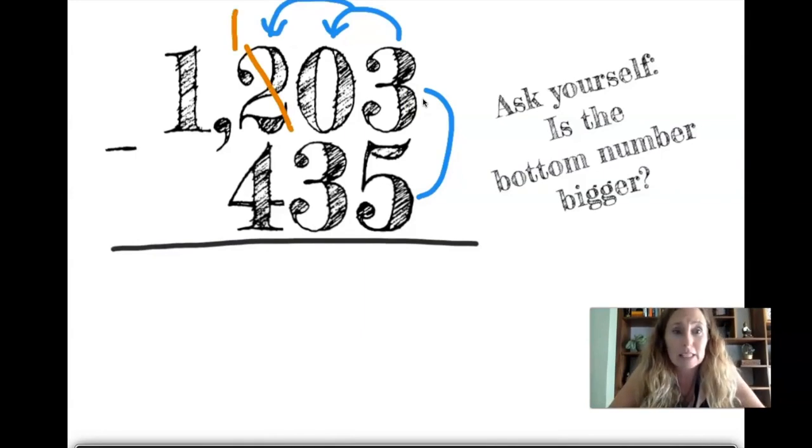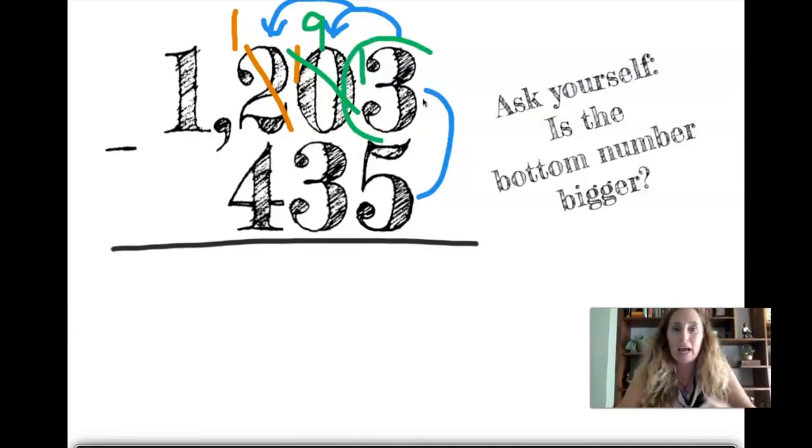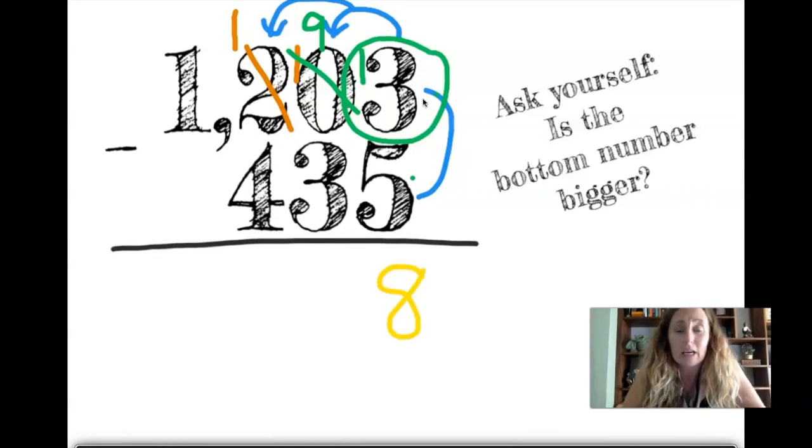Remember, each place is 10 times bigger than the value of its neighbor. So that is why that little moving over a 10 works no matter what place we're in. Now that I have 13 ones, I can subtract 5 of them, and that would leave me with 8.